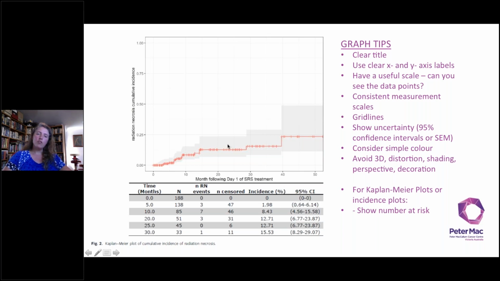The uncertainty is shown here with the shading so that you can clearly see we've got more precise estimates earlier on for the earlier time points as we have more patients contributing to these estimates and fewer patients out at these later time points, as we can also see from the number at risk here.